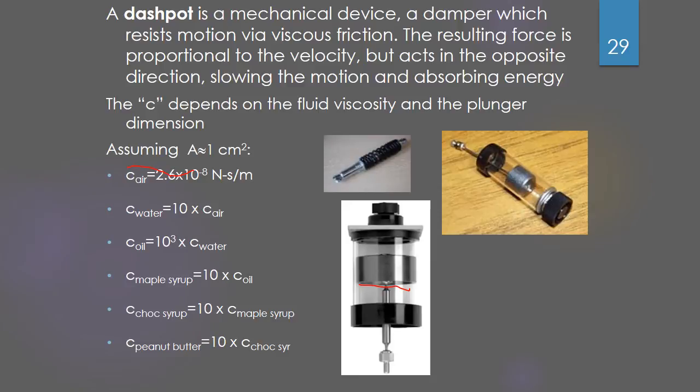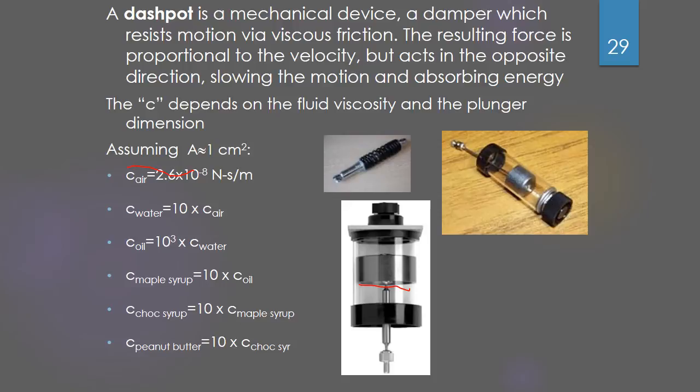Now if we want a clear definition of what a dashpot is, the definition is on top. A dashpot is a mechanical device, a damper which resists motion via viscous friction. The resulting force is proportional to the velocity, but it acts in the opposite direction, slowing the motion and absorbing energy. This is what I explained in the previous slide: when you are pulling or pushing it, the force will act opposite to it due to the liquids. Now C, the damping coefficient, depends on the fluid viscosity, which we have learned in fluid mechanics, and also on the plunger dimension, which is this one.